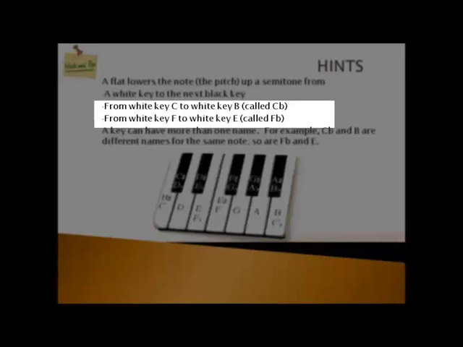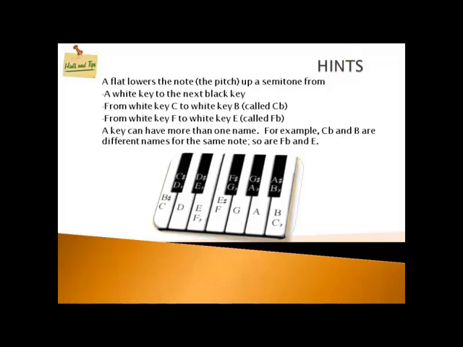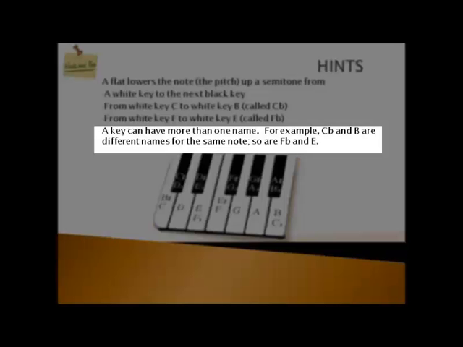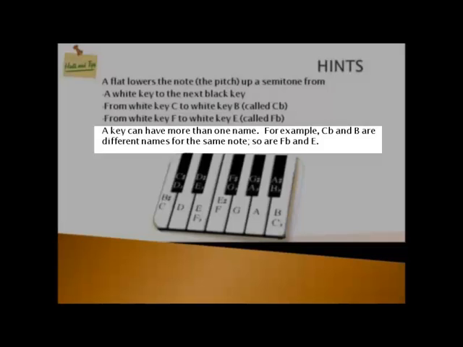You can go from a white key to a white key. From C to C flat is going from a white key to a white key. From F to F flat is also going from a white key to a white key. And just like we saw in the sharps, a key can have more than one name. C flat and B are the same note. F flat and E are the same note.